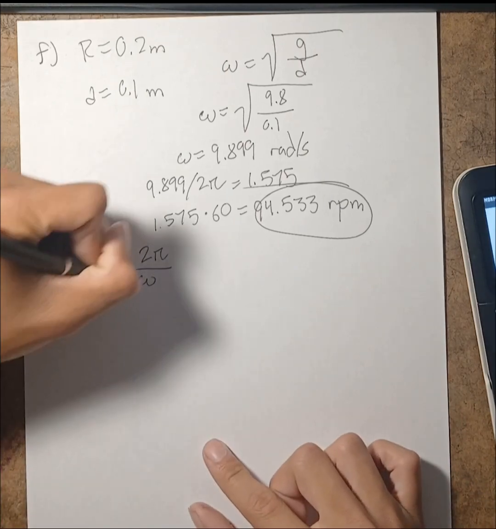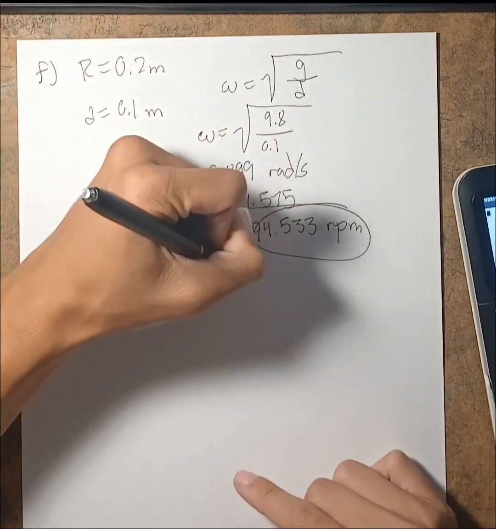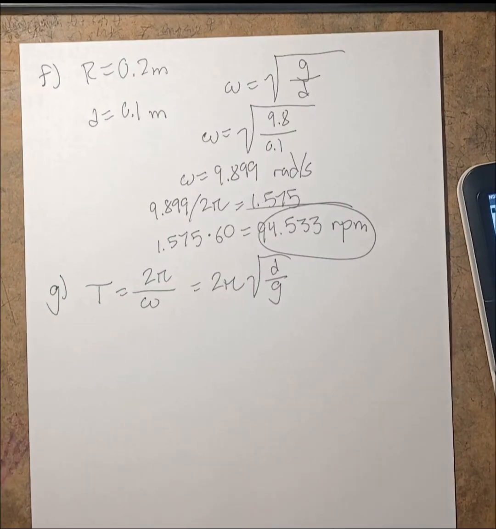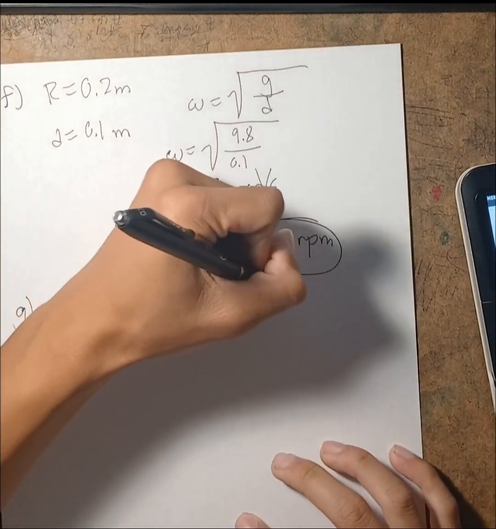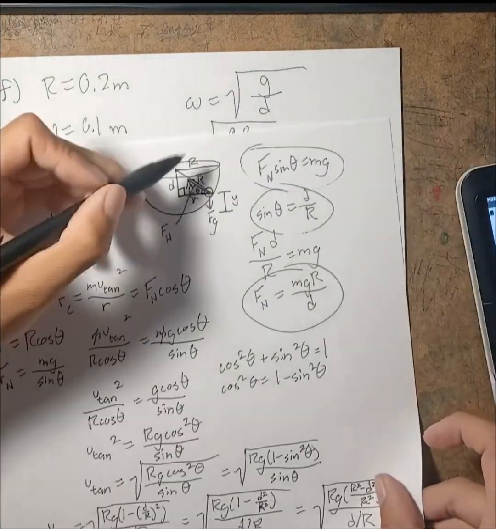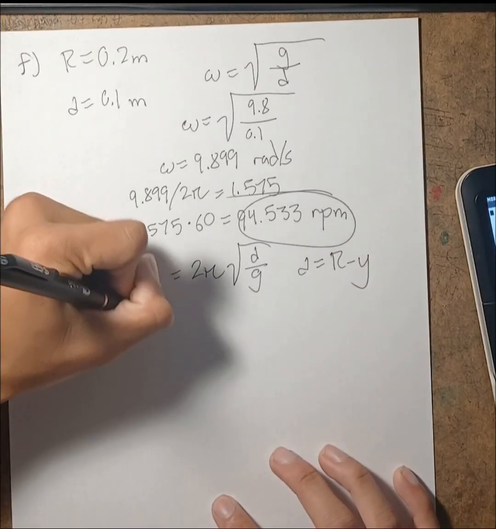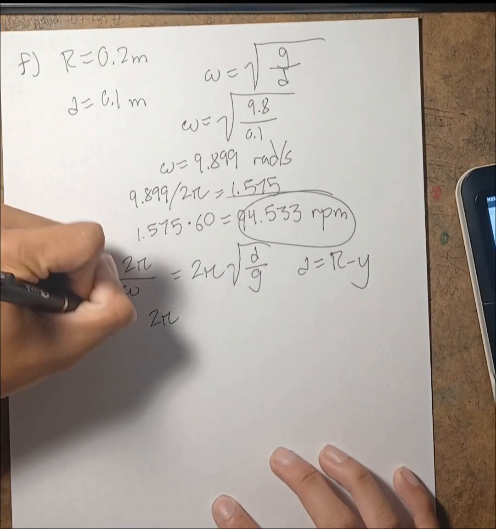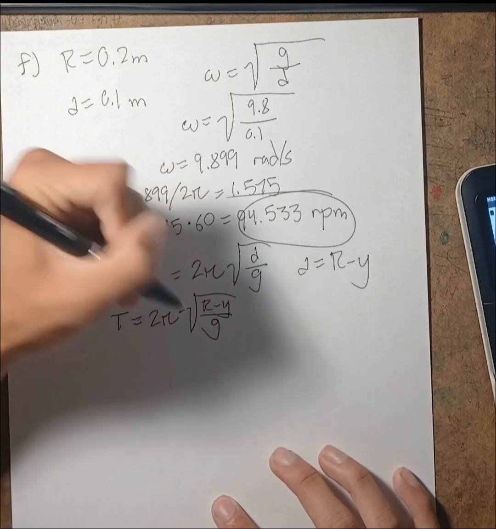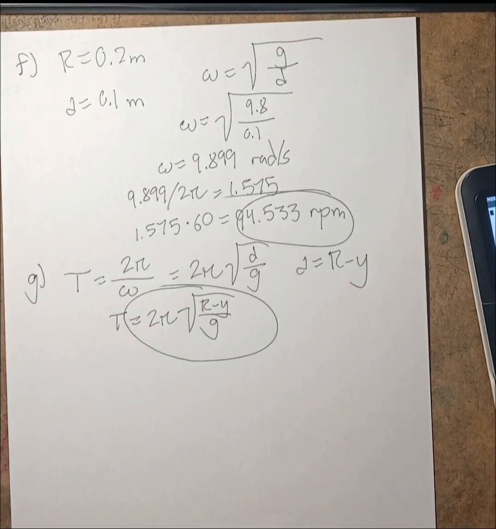And so this equals 2 pi times the reciprocal of our omega function, which would be the square root of d over g. And then again, d, as we clarified earlier, equals big R minus y. Again, this whole thing is big R. And so we can make that substitution. So T equals 2 pi times the square root of big R minus y over g. And yeah, that's the period.